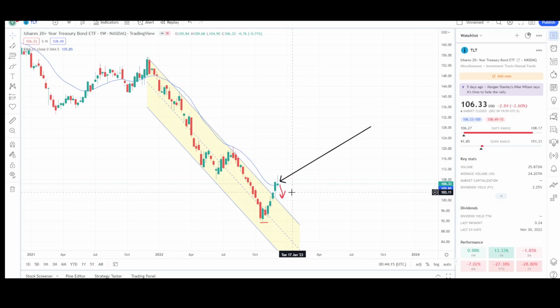Now, not sure if we're gonna get a bounce back up to the 109, 110 level, or we're gonna break in and continue lower. We'll have to wait and see. But as right now, I'm predicting we are still gonna go lower to this $91 target in the short term.